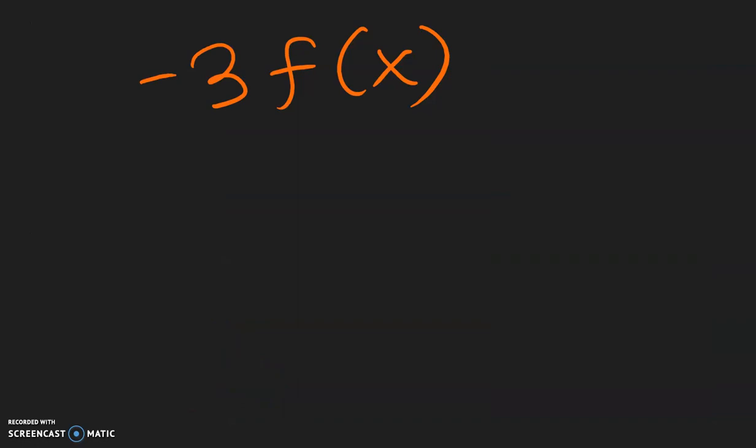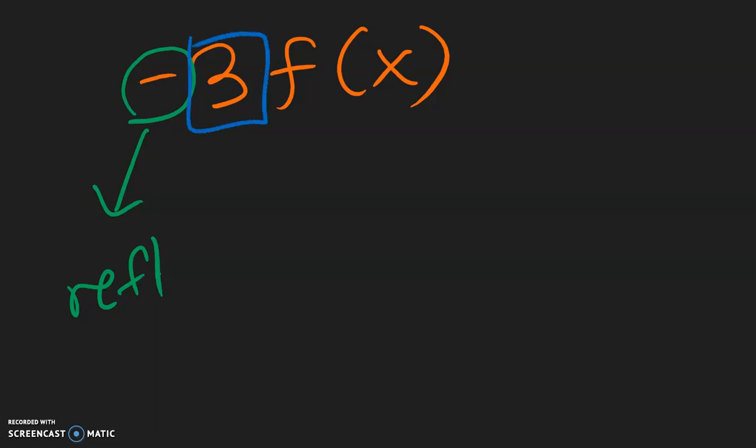Here is one example that a lot of students get confused with. They see a -3 multiplied to f of x. Some students will say that, oh, this is going to be a compress because -3 is smaller than 1. But that's not true. This negative part tells you it is reflected over the x-axis. But then when you look at this 3 part, it is bigger than 1. So this is still a stretch.